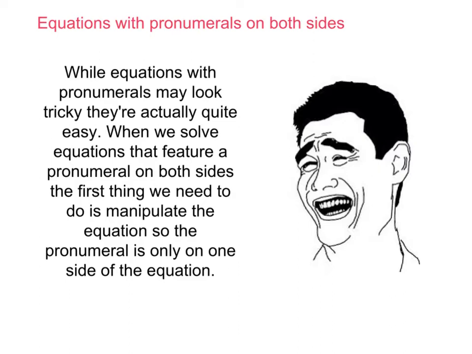When we solve equations that feature a pronumeral on both sides, the first thing we need to do is manipulate the equation, or play around with it, so the pronumeral is only on one side, not on both sides. The first thing, before we can actually work out the equation, is to get the pronumeral on one side and then complete the other steps as we were before. So today we're going to have a look at a few examples and then you're going to do a bit of your own work.